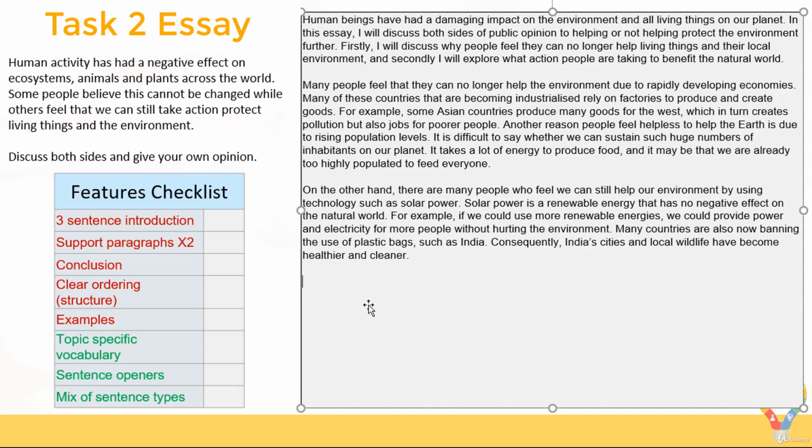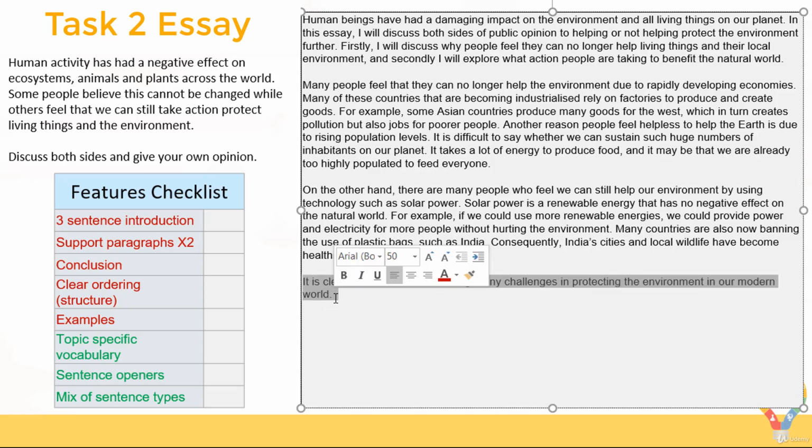So my conclusion will begin with a paraphrased sentence to give an overview of the whole essay. It is clear to see that we are facing many challenges in protecting the environment in our modern world. Okay, so I kind of paraphrased that, it is quite difficult. There are different ideas. Some people believe one thing and other people believe another thing. So it's a challenging situation to be in. So that's my first sentence.